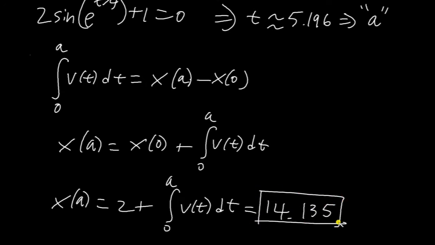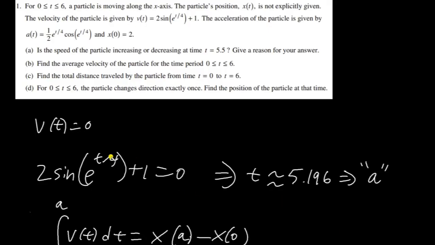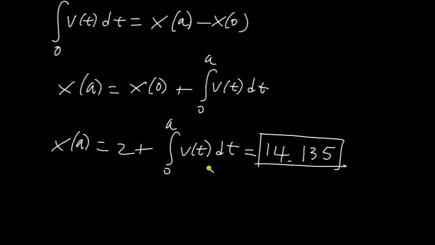Okay, this was a 3-point question: 1 point for setting the velocity equal to 0, 1 point for the integral, and 1 point for the answer. That concludes question 1. Question 2.